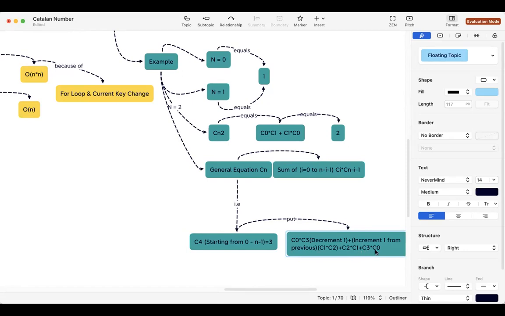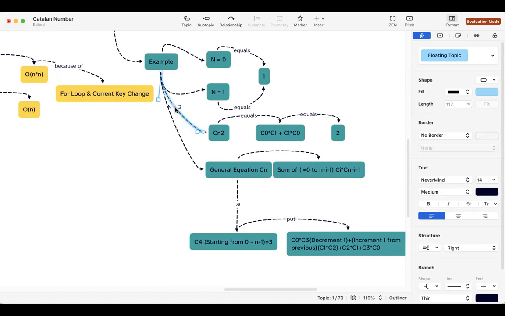You're getting what we are basically trying to say here. The understanding is that you write the first term, which starts at 0, which is C0, and multiply it with n minus i minus 1, which is C3. Or you can just think of it as decrementing by 1 from C4 for the first term.